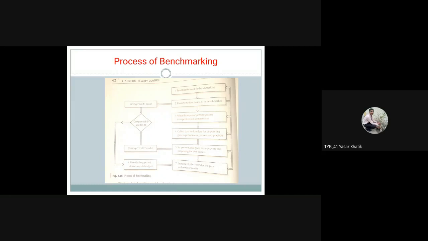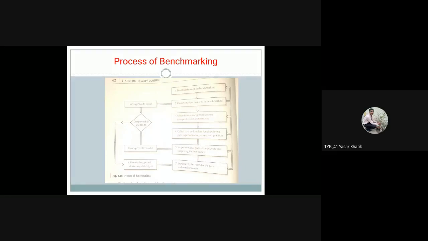Third, select the superior performance, that is competitive, non-competitive. तुम्ही कोणाशी करताय बेंचमार्किंग त्याचा कंपोनेंट तुम्हाला सिलेक्ट करणं खूप महत्वाचं आहे. You are not going to select any organization that is below you. You are always going to select your competitor as a higher organization or higher competitor. ओके, तुमच्यापेक्षा जास्त वरती असणाऱ्याच त्याच गोष्टीला तुम्ही बेंचमार्किंग साठी सिलेक्ट कराल.